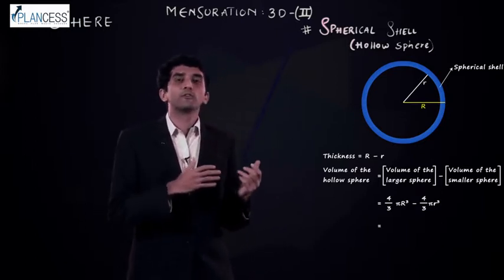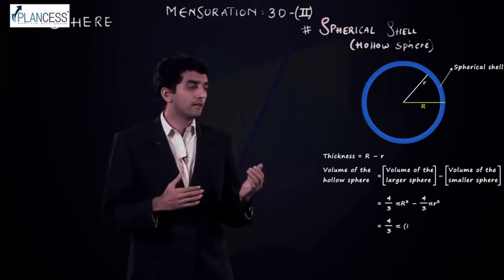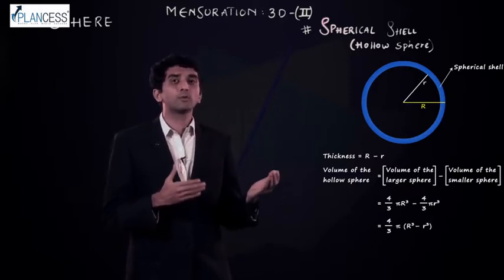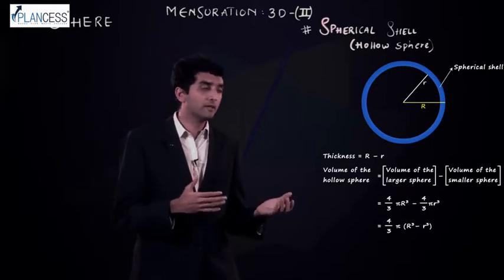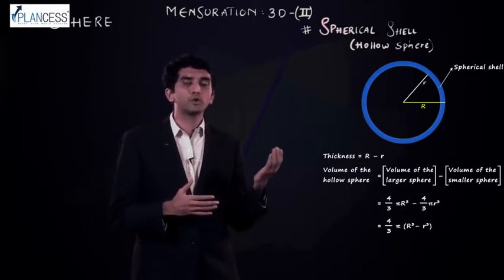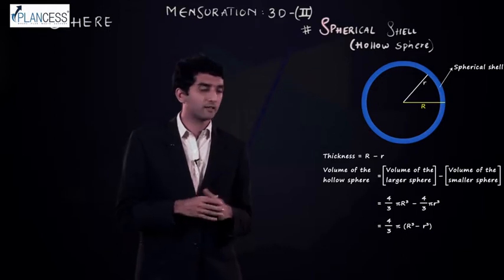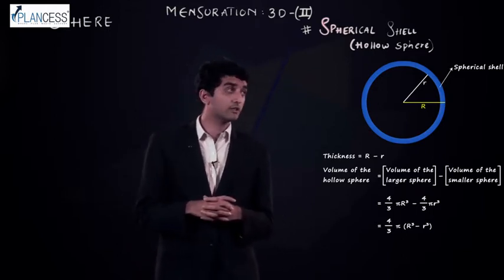So we got 4 by 3 pi bracket capital R cube minus small r cube. All we did was take 4 by 3 pi common, and then we had capital R cube minus small r cube in the bracket. So this is the volume of the spherical shell.